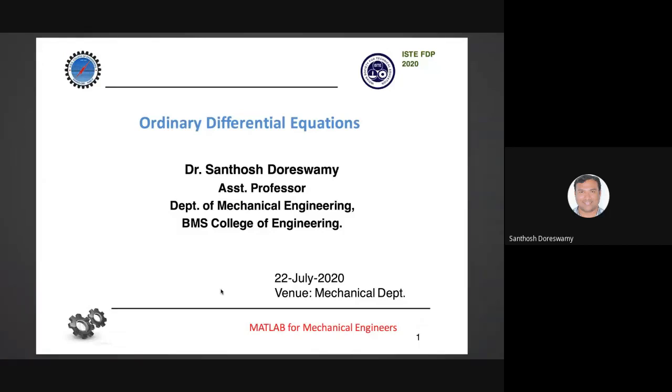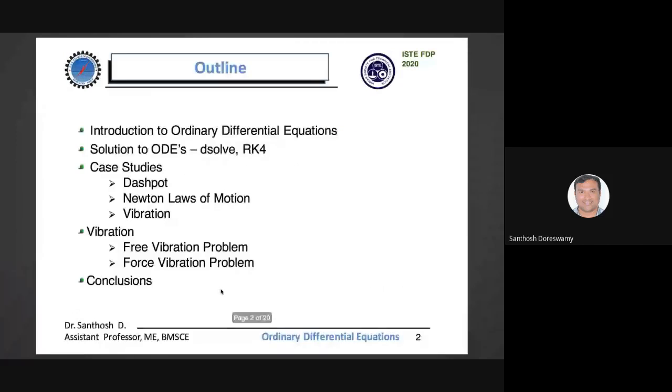In this topic, we will try to understand how we can write down differential equations for some of the physical systems in mechanical engineering, and try to solve those differential equations by different methods that are already known to us. All right, so let me bring you the outline for this session.